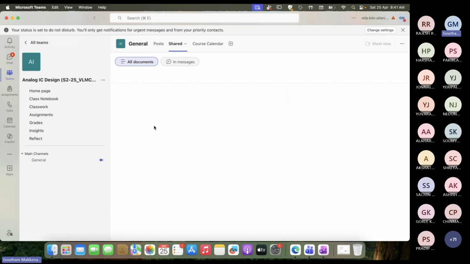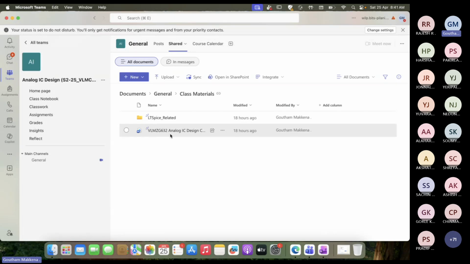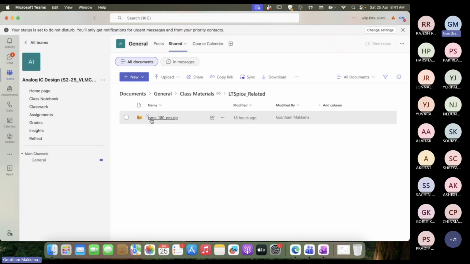In this class materials folder, I have already given two things. One is this course handout, which you can access. And second, I created a folder called LT Spice related. We'll be working on this TSMC 180 nanometer model file. The model file and the symbols are zipped and uploaded here. When we come to the second half of the class where we discuss LT Spice, I'll show you what to do with this.